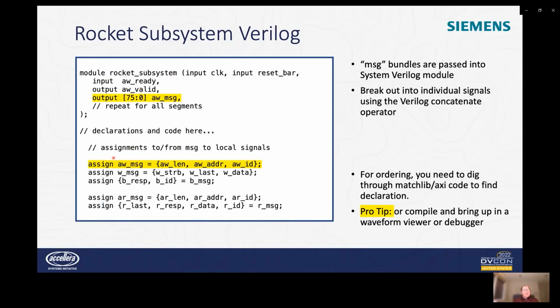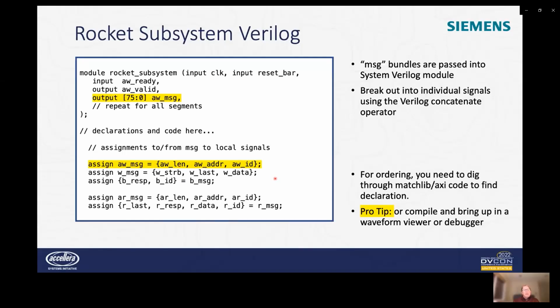And we're going to need to convert that AW message into the individual signals that are broken out on the Rocket core RTL. So the Rocket core RTL has an AW length port, an AW adder port, an AW ID port, and so on. And so I use the Verilog concatenate operator to bring these together and load them into the message and pass them on through the hierarchy. You could also index into this. That would be another way to strip out the bits and construct the message.